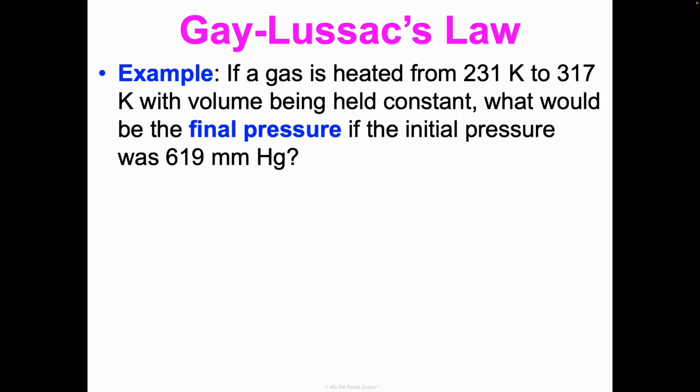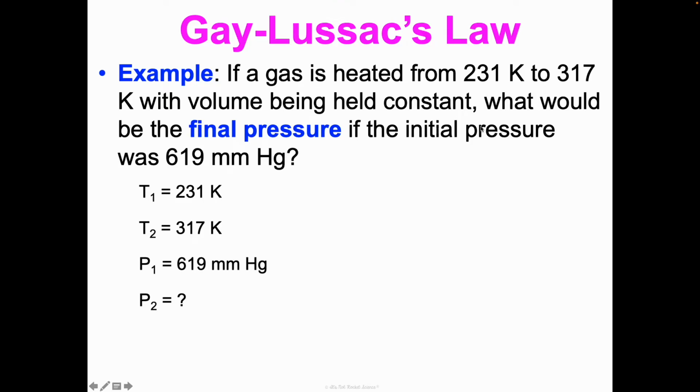Okay, so what do we know? We know the initial temperature is 231 and the second temperature is 317 Kelvin. Those are already in Kelvin, so we won't have to convert them. Woohoo! We want to know final pressure, and we know the initial pressure is 619 millimeters of mercury, but we want to know that P2. So we diagnose, we look up the equations, which one has pressure and temperature. It's this one. We draw our line. We don't need to do any conversions because our temperature is already good to go. So P1 over T1 equals P2 over T2.